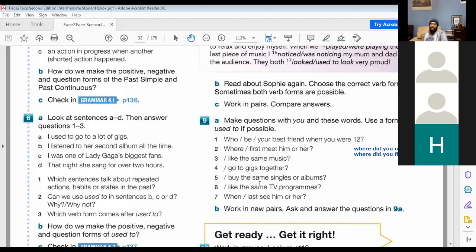So we're just asking about their habits when they used to meet. We just want to know where. Was it at his home? Was it in the cafe? Was it at school? Where was it? We want to know. So this is the idea. But where did you first meet? Just like you said, we're just concerned with the first time they met. Where did you first meet?